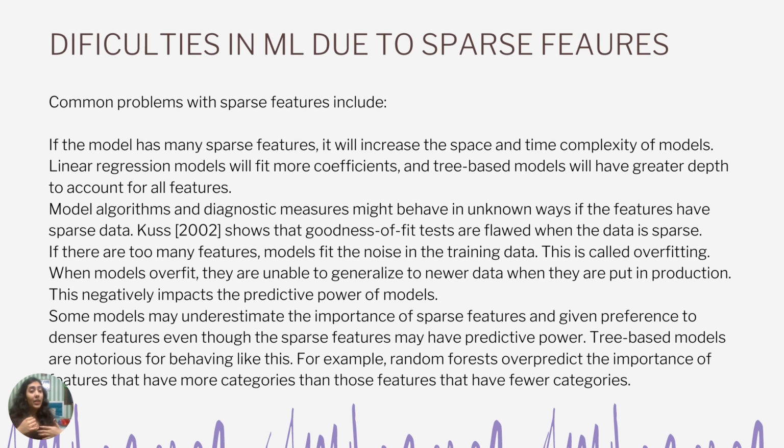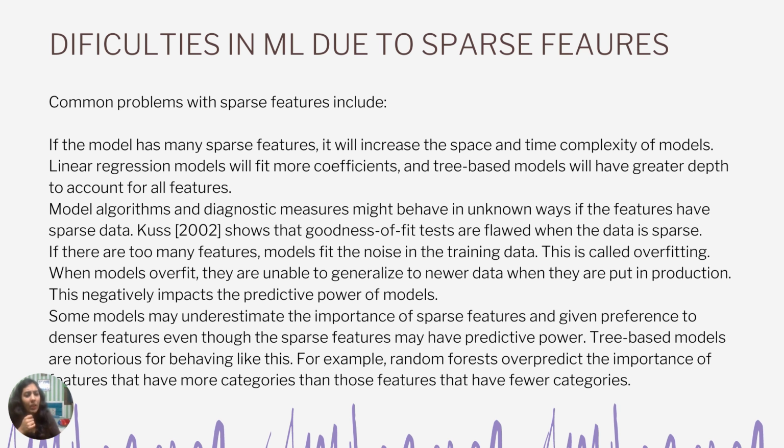Here are some of the difficulties in machine learning due to sparse features. If the model has many sparse features, it will increase the space and time complexity of the model. For instance, linear regression models will fit more coefficients, and tree-based models will have greater depth to account for all features. Model algorithms and diagnostic measures might behave in unknown ways if the features have sparse data. This shows the goodness of fit tests are flawed when data is sparse.